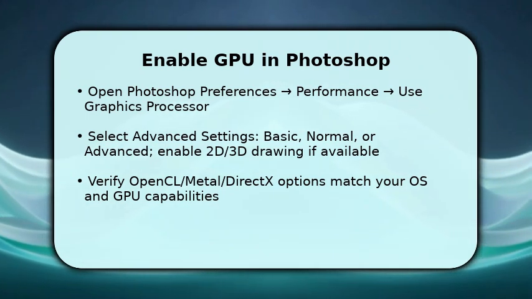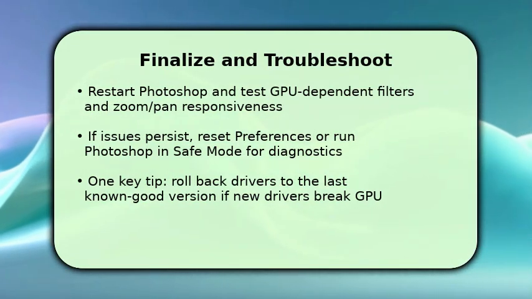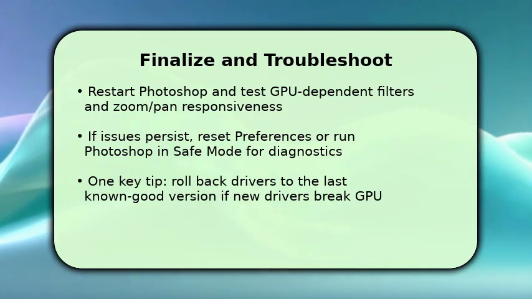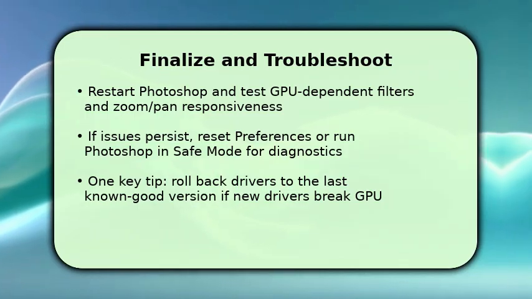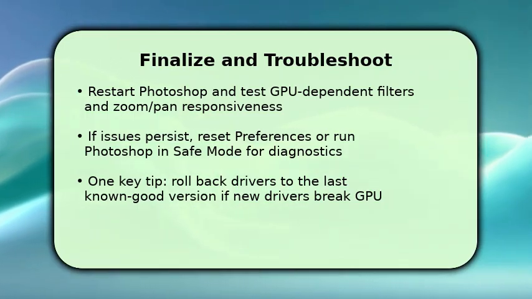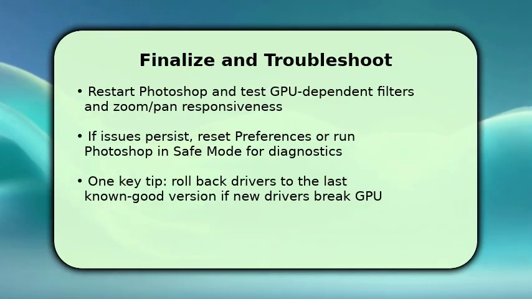You finish by restarting Photoshop and running GPU-dependent operations, filters, neural filters, smooth zoom, and pan, to confirm acceleration. If you see crashes or visual corruption, reset preferences using the keyboard shortcut or launch Photoshop Safe Mode for diagnostics and extension checks. Make sure to test with a new document to isolate file-specific problems.